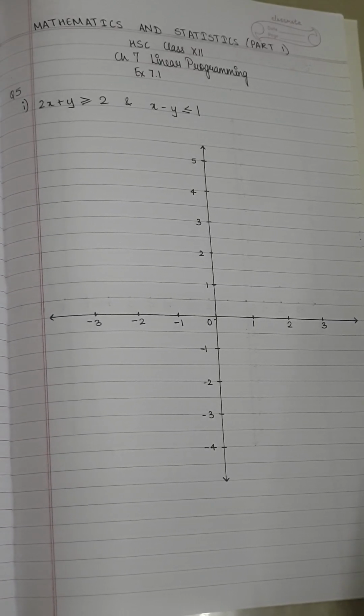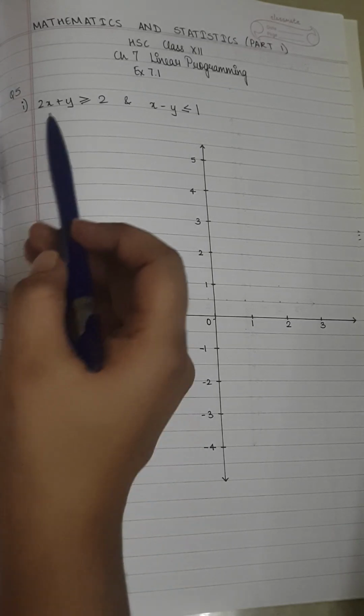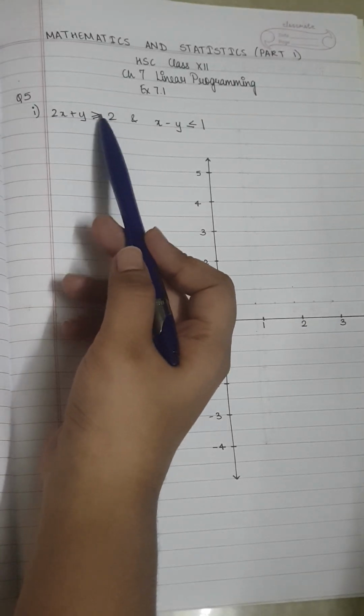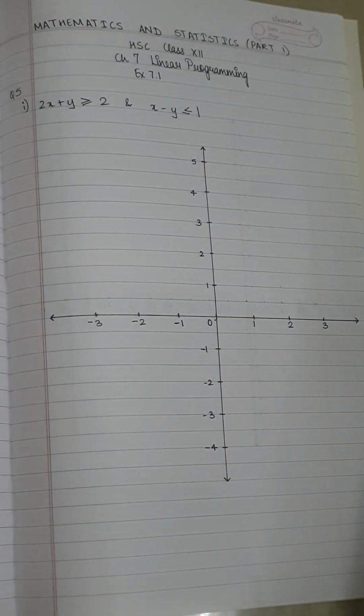In this video, we'll be doing question 5 from class 12 HSC's Mathematics and Statistics Part 1, Chapter 7 Linear Programming, Exercise 7.1. So this question is basically where you're solving two inequalities simultaneously. What are you doing here? So you have 2x plus y is greater than or equal to 2. Now we've already seen that in such cases, how do you plot the graph?